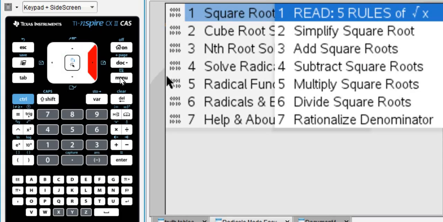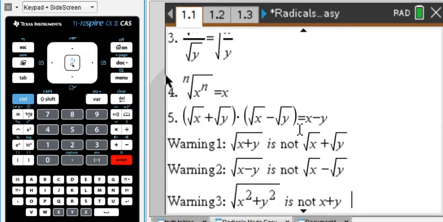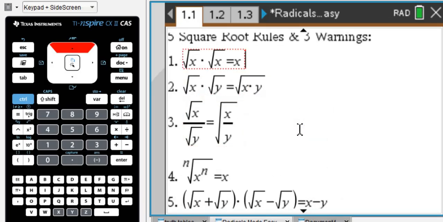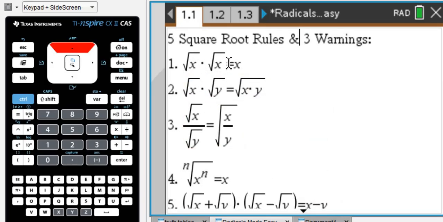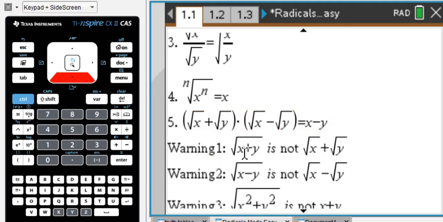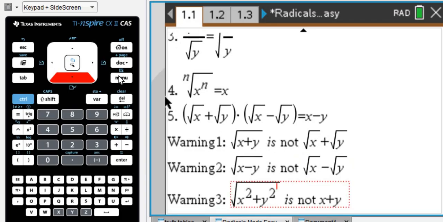So let's start off simply with important rules, because your teacher has given you these 5 square root rules that you see here, but I would like to warn you, the root of x plus y is not root x plus root y. Okay, that's just not true. So you have the warnings in here as well.